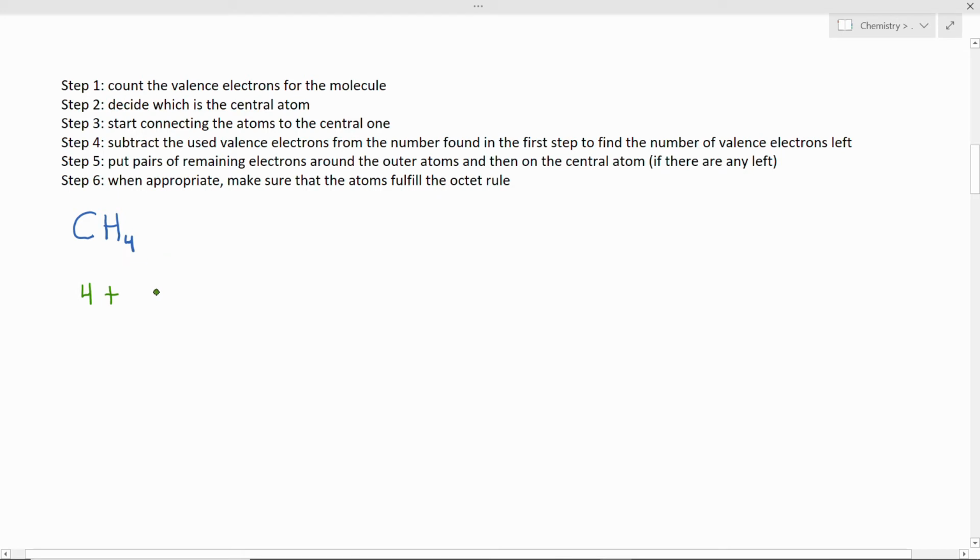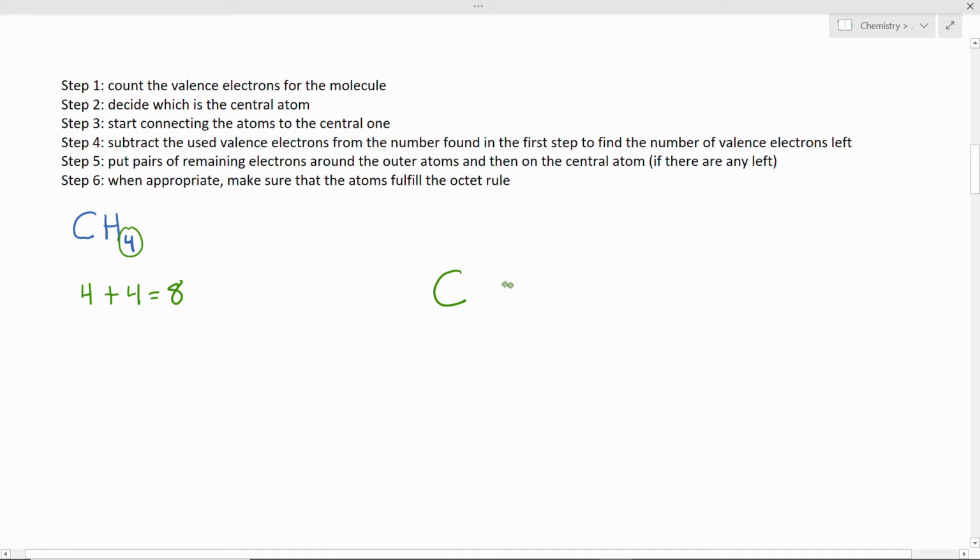However, because there are 4 atoms of hydrogen, we want to multiply 1 times 4, which will give us 4. So we have 8 valence electrons in total. Now we decide which is the central atom. Now because hydrogen can only make one bond, we know that carbon has to be the central atom so that 4 other atoms can connect to it.